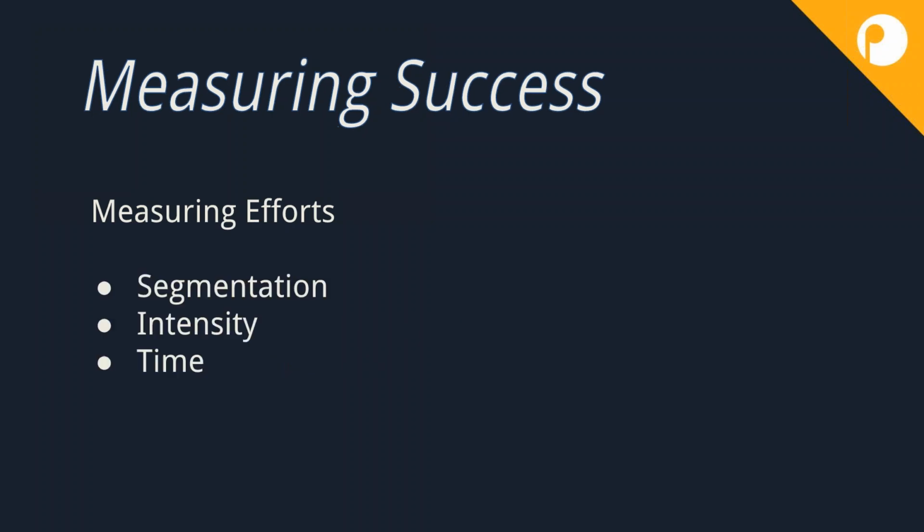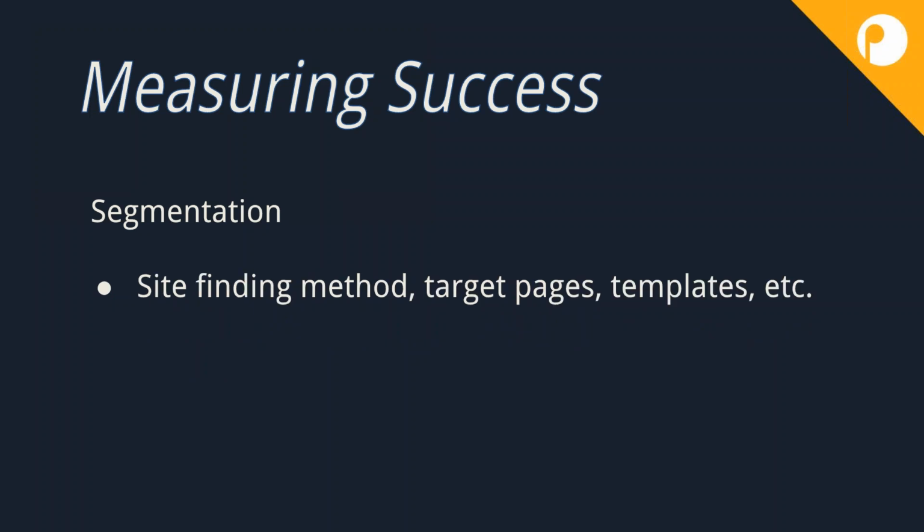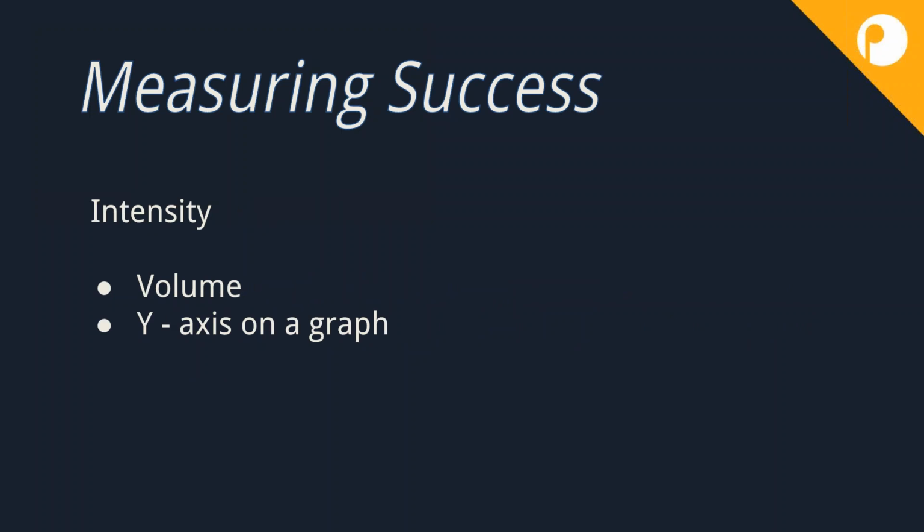So what goes into actually measuring our efforts? Well, first we need to categorize the way we're going to measure things, and the best way to split this up is by segmentation, intensity, and time. Segmentation refers to the categories that define our input and allows for easy grouping during both testing and review. This will include things like our site finding method, target pages, templates, anything else like the landing pages Tim mentioned before, anything that we can use to differentiate between two different segments that we're looking at.